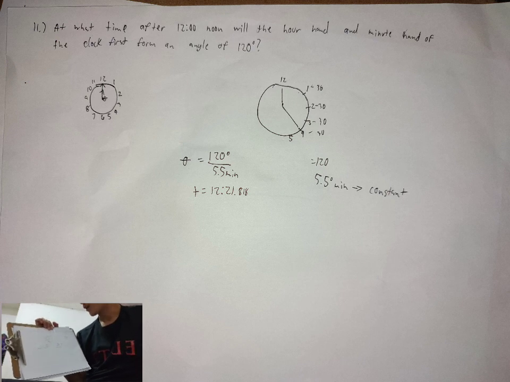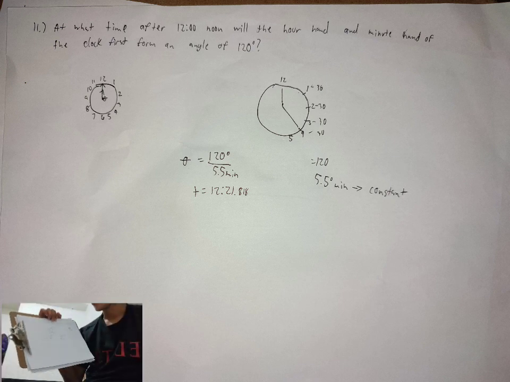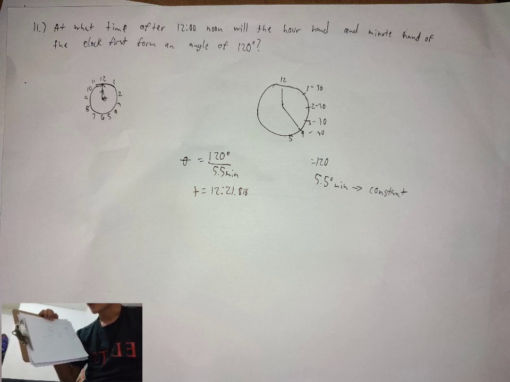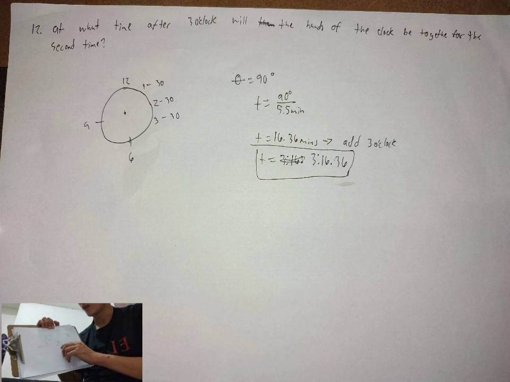So here in problem number 11, at what time after 12 noon will the hour hand and minute hand of the clock first form an angle of 120 degrees? So here's the given graph. So theta is equal to 120 degrees divided by 5.5 minutes, so time is equal to 21.818. So 5.5 degrees per minute is a constant value. So that's the answer for number 11.